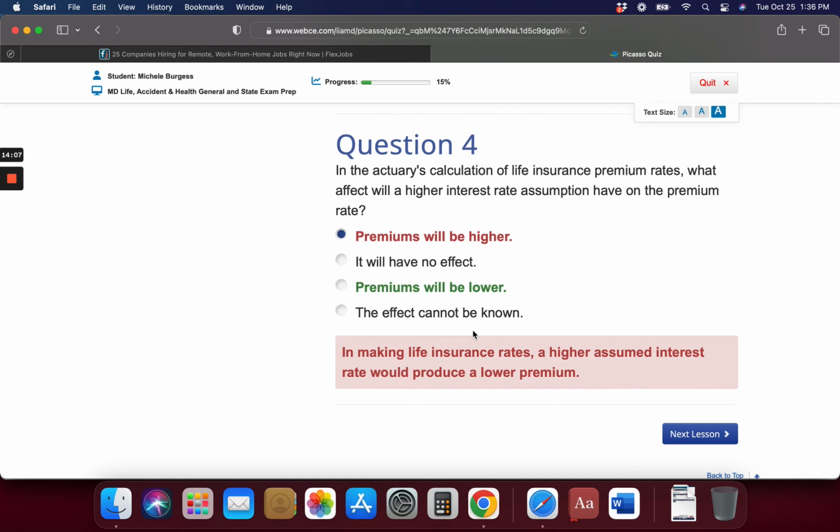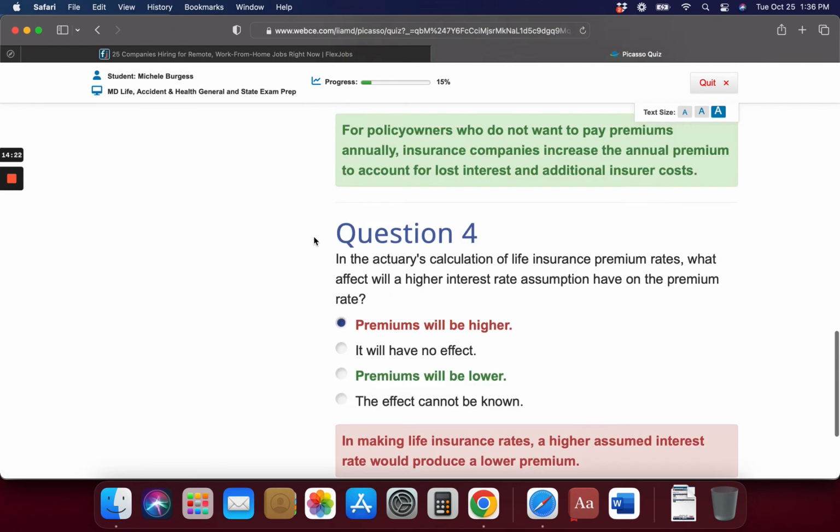Alright, so question 4, premiums will be lower. In making life insurance rates, a higher assumed interest rate would lower a premium. Wow, that's shocking. Okay. A higher assumed interest rate would lower the premium. Okay. Alright, that's the end of this video.